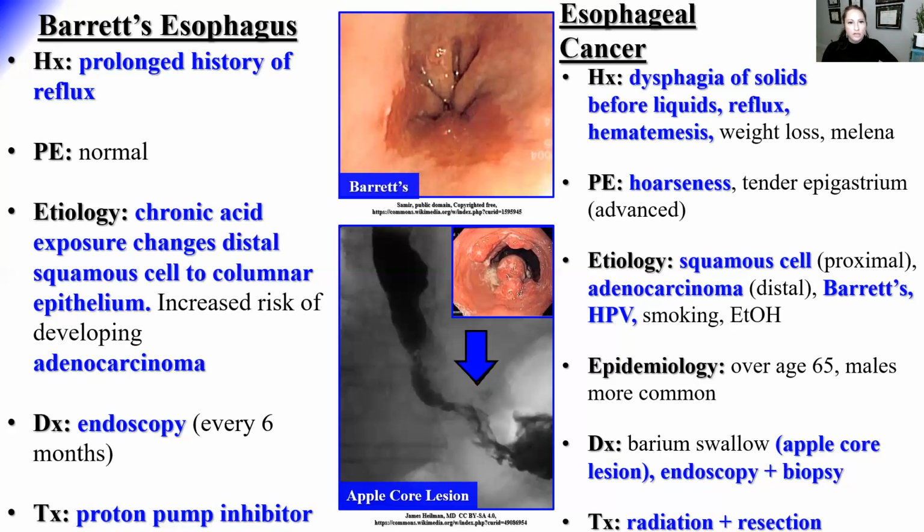We see esophageal cancer most commonly over the age of 65, and males are going to be more common for that. For this one, the barium swallow and the endoscopy are going to be important. On barium swallow, look at that bottom picture there. You see this nice wide esophagus and then this skinny area. That's called an apple core lesion. If you bite around an apple, you have like a widened top, widened bottom, skinny area in the middle. So that's an apple core lesion that is associated with a barium swallow. The definitive diagnosis for this is going to be endoscopy plus biopsy, because we want to get that on a cellular level to figure out if it's squamous cell or adenocarcinoma. This is treated with radiation and resection depending on the stage of that cancer.